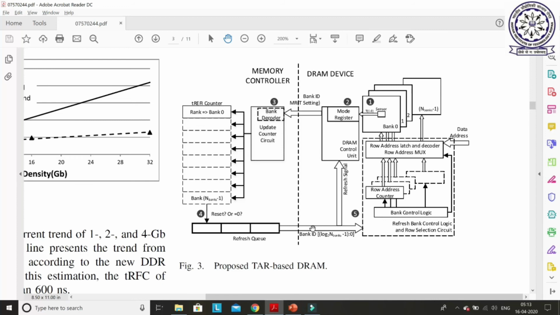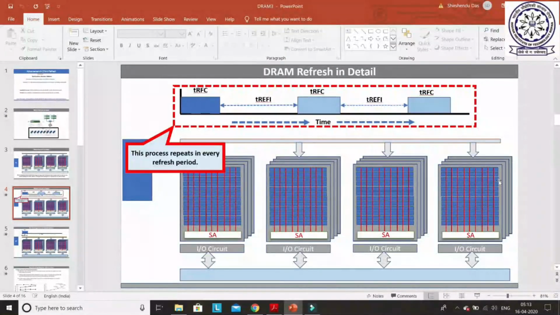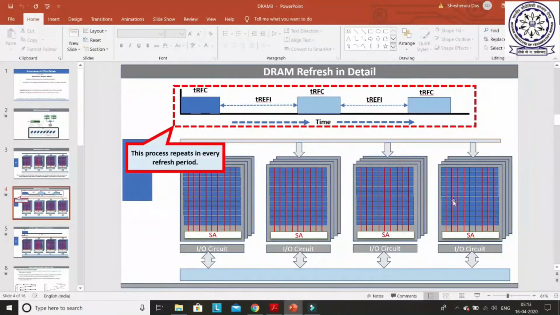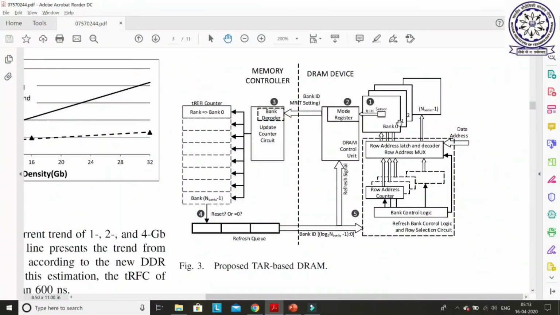Before discussing how they are managing this concept of TAR, let me explain how they are calculating temperature. This part is the same in this proposed paper as well as in the other baseline paper. To calculate the temperature, each bank has a temperature sensor. You can see there is a temperature sensor in the middle of each bank. Based on this sensor, the temperature of each bank will be counted, and that temperature will be forwarded to the mode register, where it is normally stored.